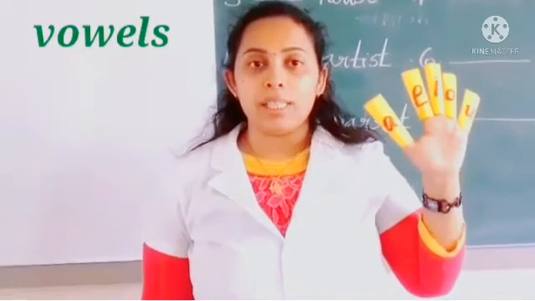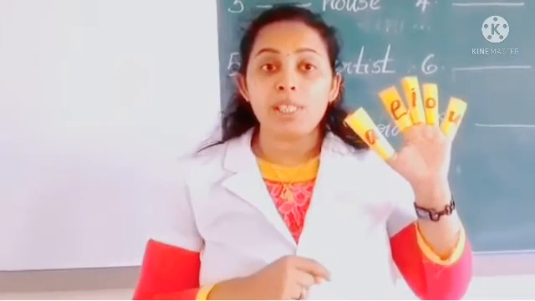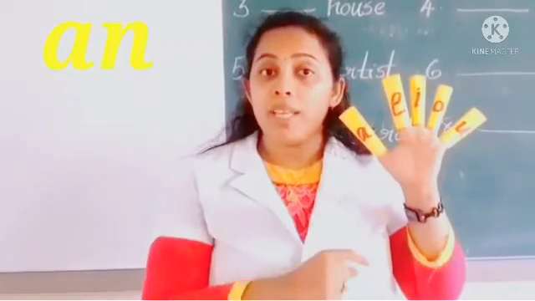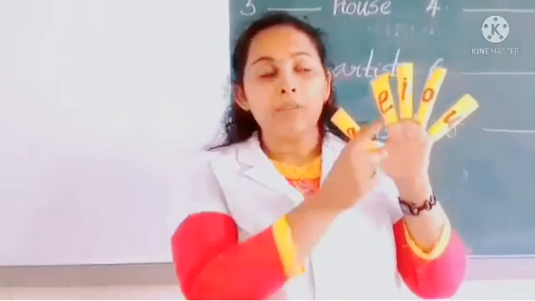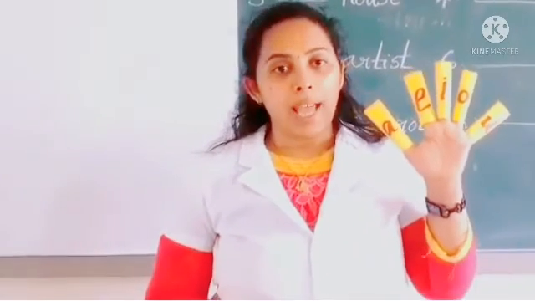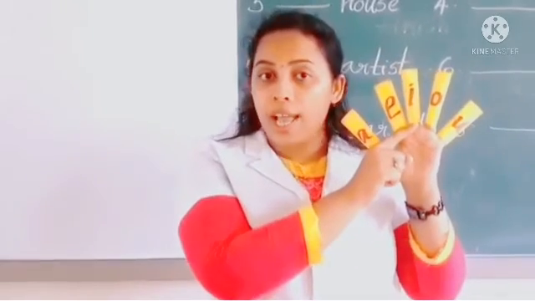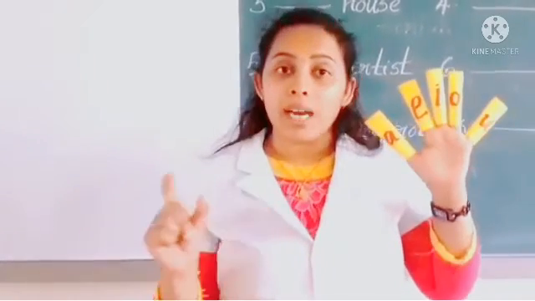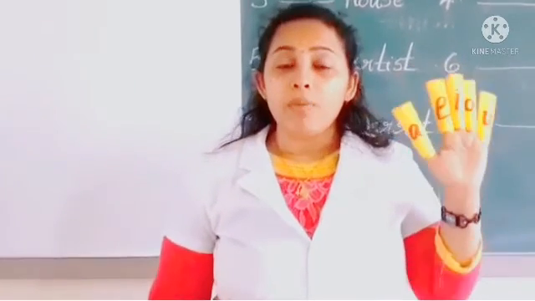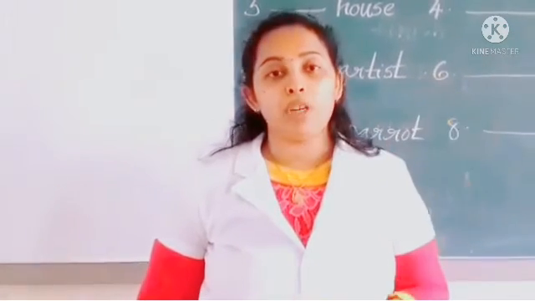So before the vowel sound, if any word is starting with the letter A, before that word we can use an. And if any word is starting with the letter E, before that word we can use an. And if any word is starting with the letter I, before that one we can use an. And if any word is starting with the letter O, before that we can use an. And finally, if any word is starting with the letter U, before that we can use an. So if any word is starting with any of these vowel sounds, we can use an before that word.